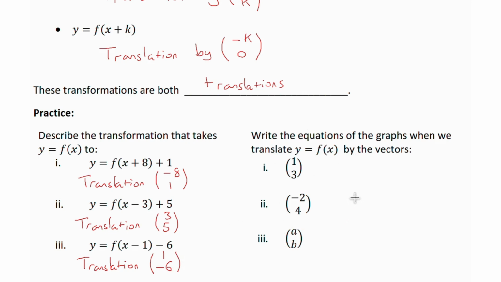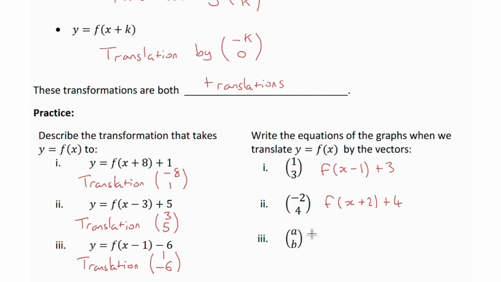Write the equation of the graphs of these when translated by these vectors. This one is going to be f of x. Now the horizontal motion is by 1, so it becomes minus 1 inside the brackets. And then a vertical motion of 3 is plus 3. Horizontal motion of negative 2 becomes x plus 2. And a vertical movement of 4 becomes plus 4 outside.